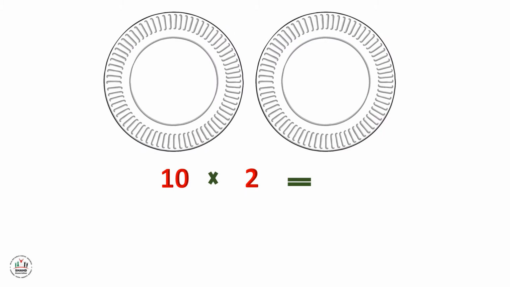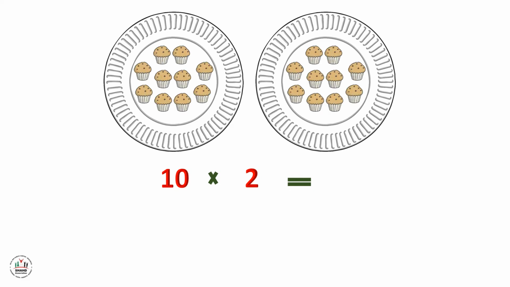Let's see another method, 10 times 2. Here we have two groups. I have two groups, and in each group we have 10 cupcakes. We can use whatever item you want, but here we use cupcake. We have 10 cupcakes in each group. In the first group we have 10 cupcakes, and in the second group we have also 10 cupcakes. So we repeat number 10 two times.